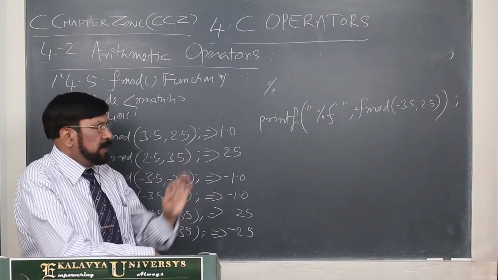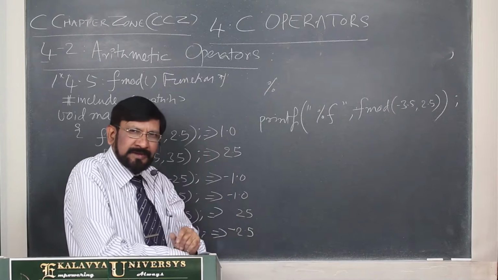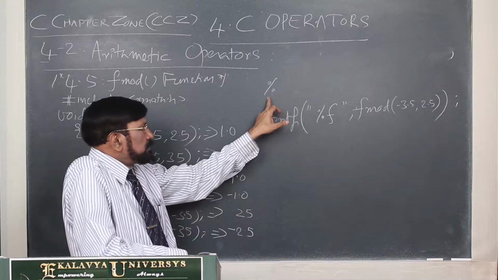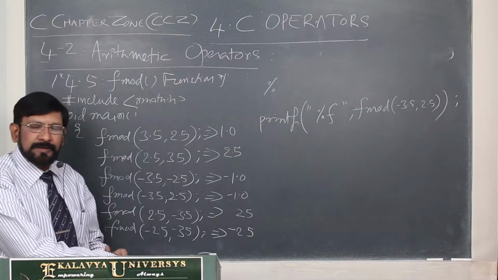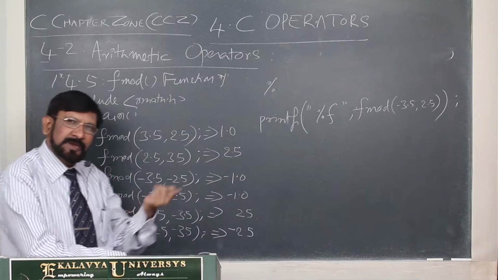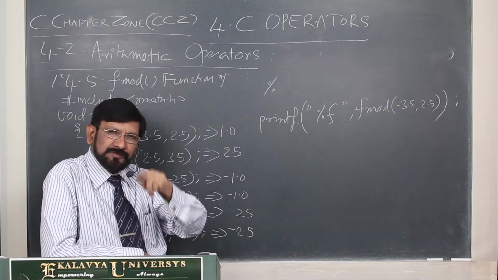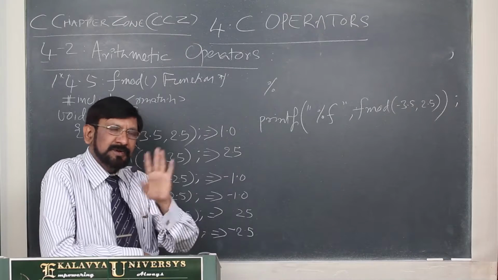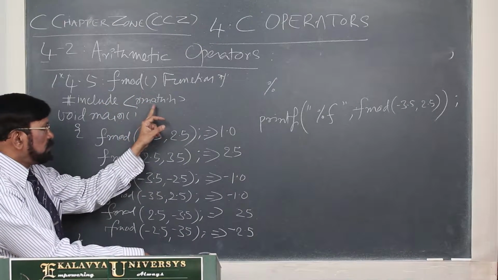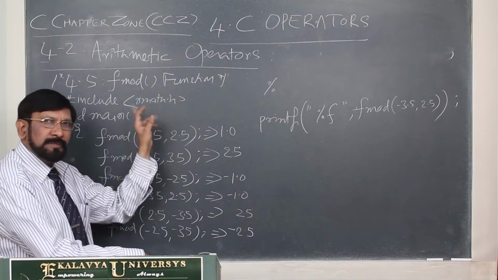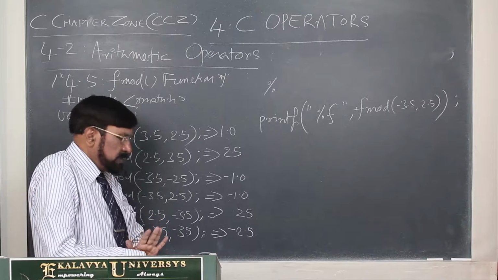But where you have to perform the modulus operation only on integers, you simply apply the modulus operator. Where you have to perform the operation float versus float, int versus float, or float versus int, then use the fmod function. In such a case you must include math.h, otherwise it may lead to an error. That point you remember.